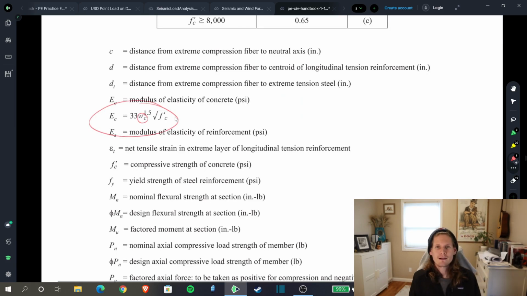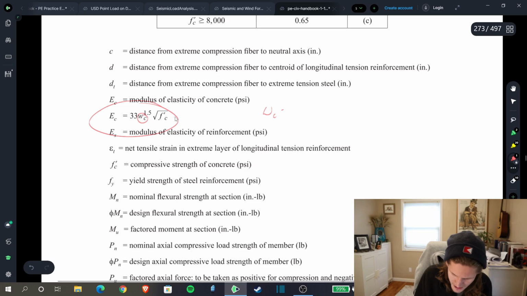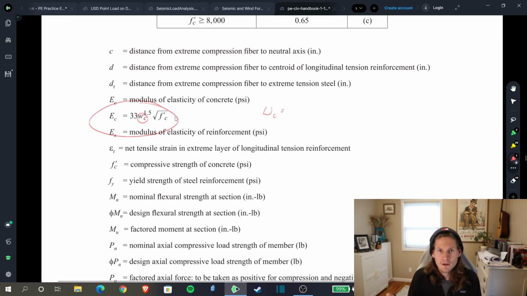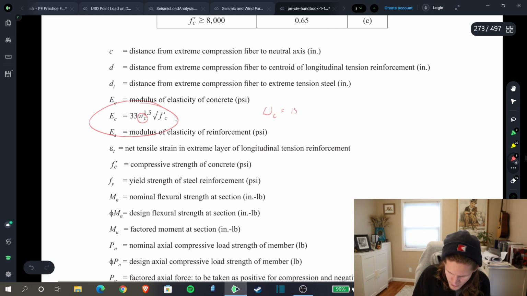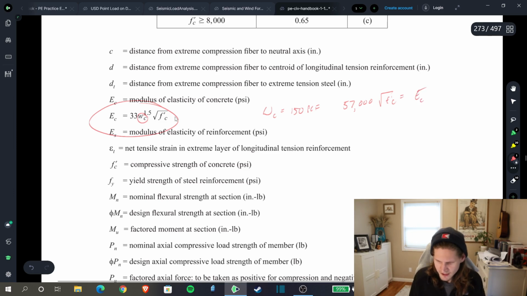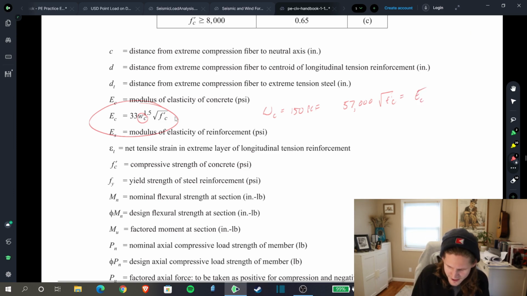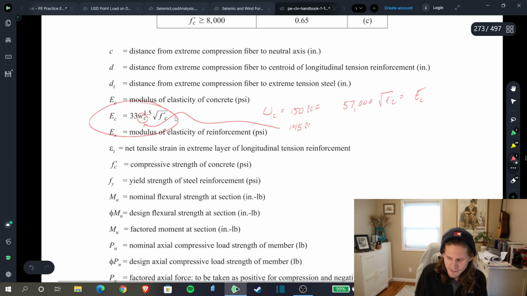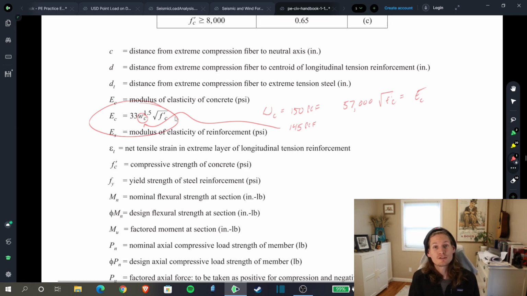They define every other variable in the list for all the other equations in this section, except for WC. And WC is the unit weight of concrete per cubic foot. And you'd think most of us out here would think 150 pounds per cubic foot. But in reality, if you were to compare this to another equation in the ACI, which is also known as 57,000 square root F prime C for your modulus of elasticity of concrete, that breaks down to a unit weight of concrete used in this equation of 145 PCF, which is actually a unit weight that is also commonly used.